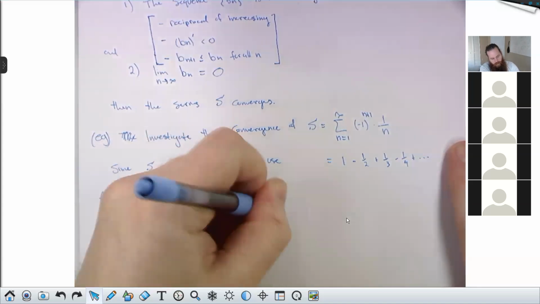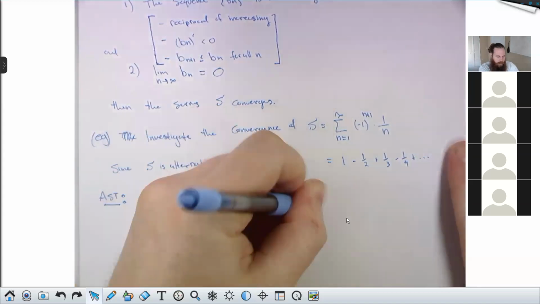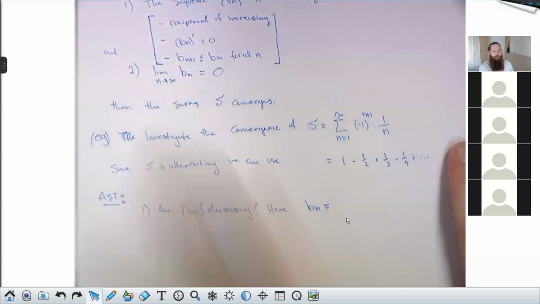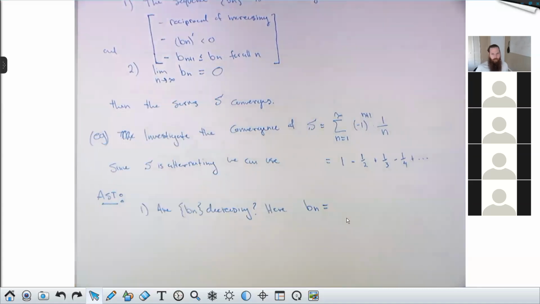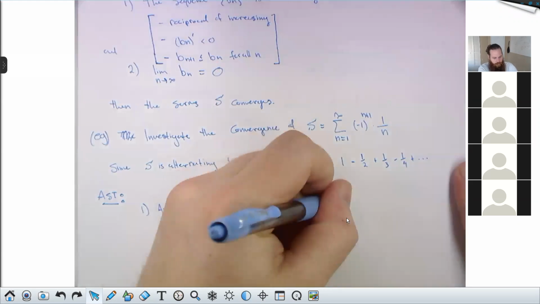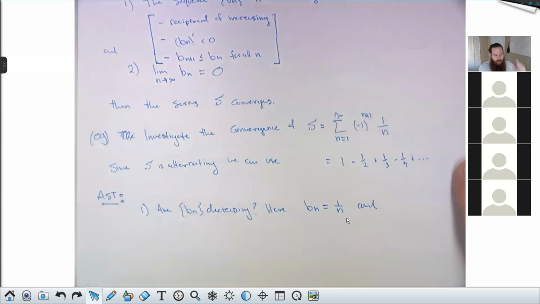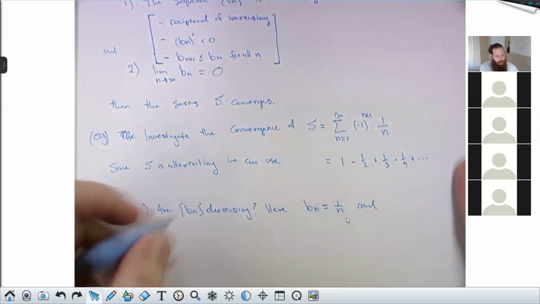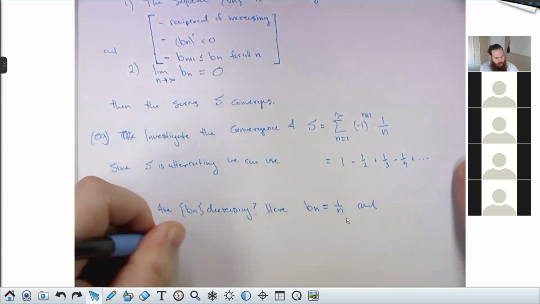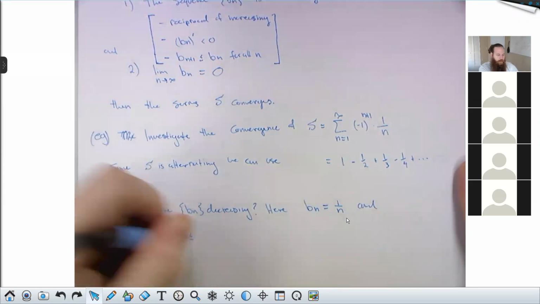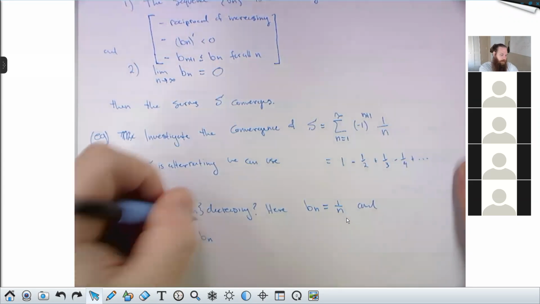Well, here, what is Bn? One over n. Good. So I could make the argument that n itself is increasing, so 1 over n is decreasing. Or I could say, and I want to show you how to do this at least once, B sub n plus 1 is less than or equal to B sub n.